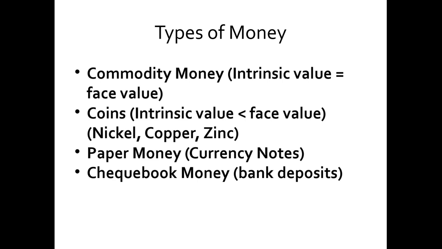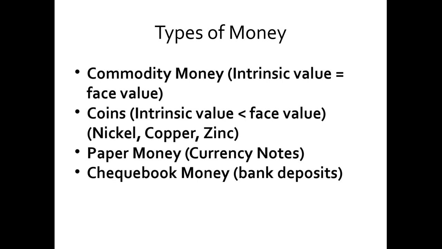That is the intrinsic value. By intrinsic value, I mean the value of the gold contained in that coin must equal to the face value of the coin. So that is commodity money. Then we have coins. Although I gave you the example of coin, gold coin, but that is not coin. Gold coin is a commodity money because the intrinsic value, the amount of gold contained in that coin is exactly the same as the face value.